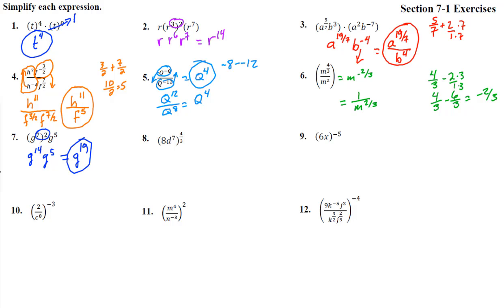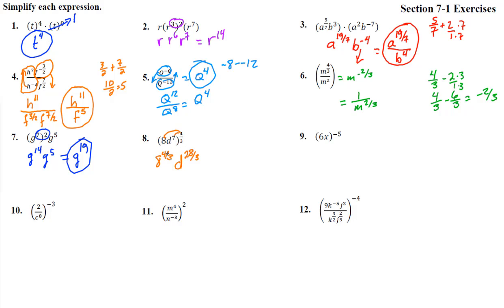Number 8. 8d to the 7th, all to the 4/3 power. So this 4/3 gets applied to everything in here. So that's 8 to the 4/3 power, and d to the 7th to the 4/3, this is a power to a power, so this is d to the 28/3. Okay, so far so good.